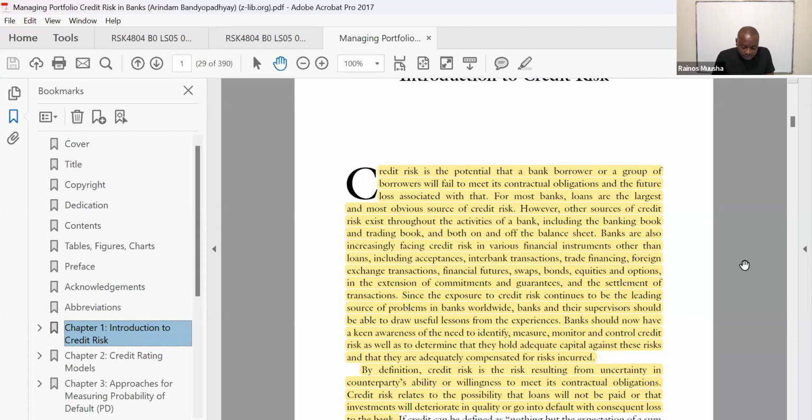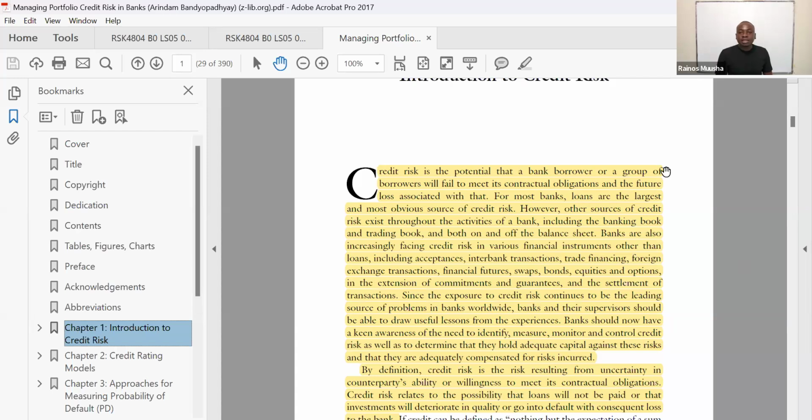Since the exposure to credit risk continues to be the leading source of problems in banks worldwide, banks and their supervisors should be able to draw useful lessons from the experiences. Banks should now have a keen awareness of the need to identify, measure, monitor, and control credit risk, as well as to determine that they hold adequate capital against these risks and that they are adequately compensated for risks incurred.